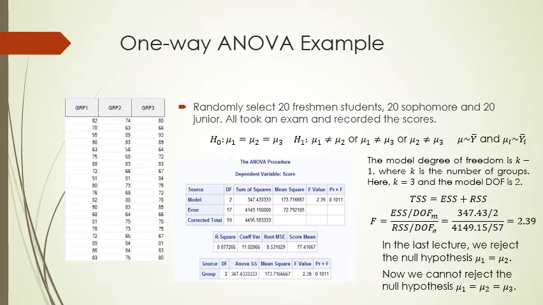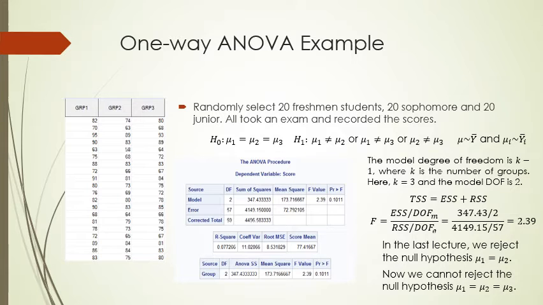For one-way ANOVA, the model degrees of freedom is k-1, where k is the number of groups. Here k is 3 and the model degrees of freedom is 2. The total degrees of freedom is the total sample size n-1, which is 59. The error degrees of freedom is 59 minus 2, 57. The total sum of squares is the sum of the explained sum of squares and the residual sum of squares.